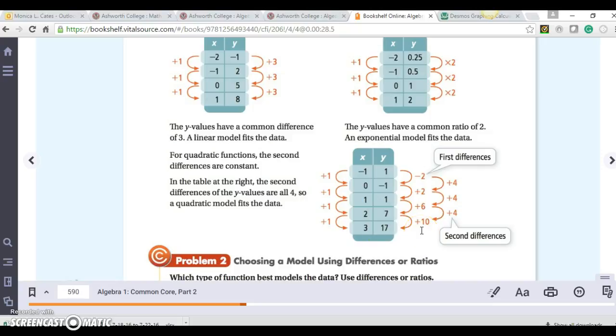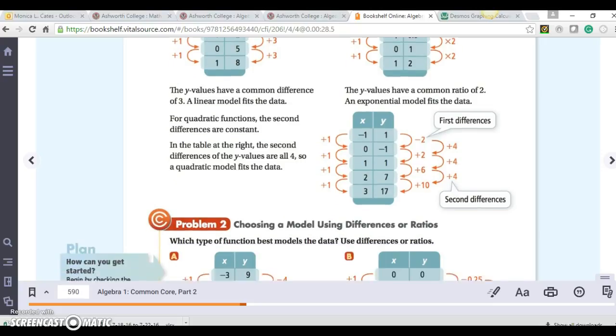From the first look, we know it's not linear. So we'll look at the second difference. From -2 to 2, common difference of 4. 2 to 6 is 4. And 6 to 10 is 4. So the second difference is constant, so that means it has to be quadratic.